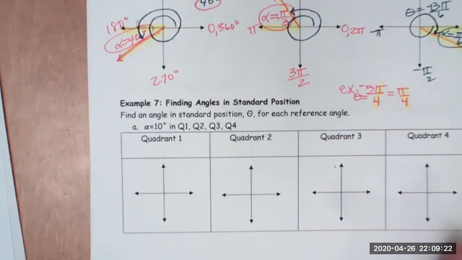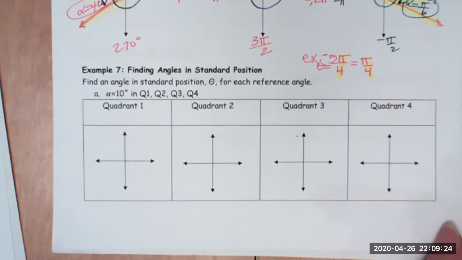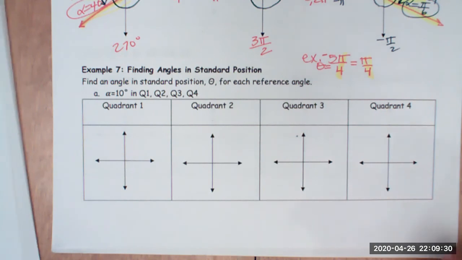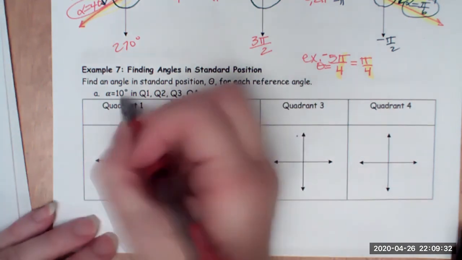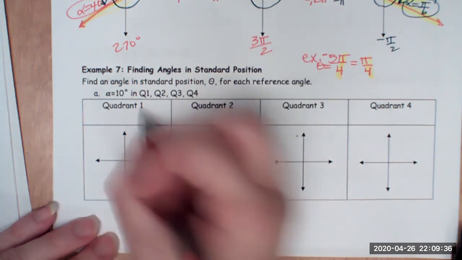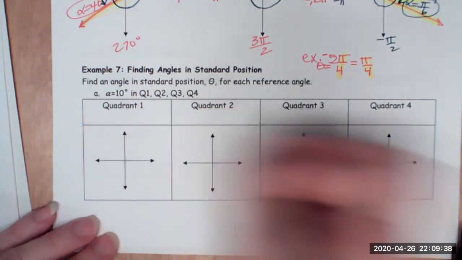All right, so let's work backwards here. We're going to find angles in standard position. So we're going to find an angle in standard position theta for each reference angle, okay? So for example here, this reference angle is 10 degrees, okay? So let's try this first in each one of these quadrants.